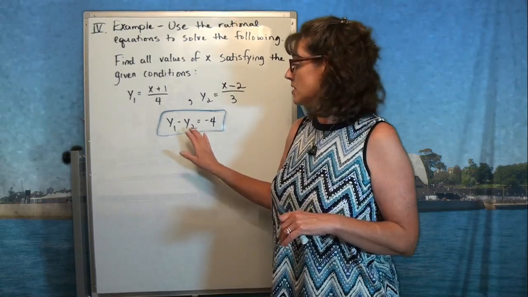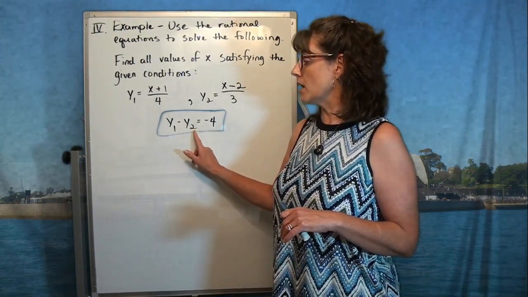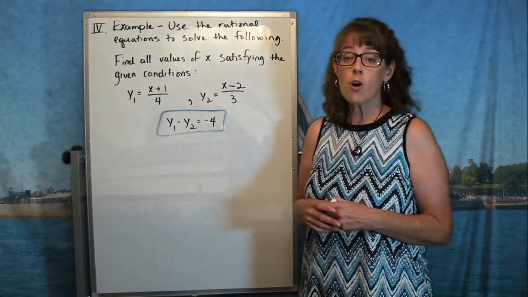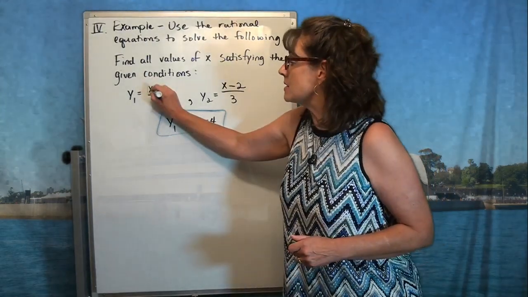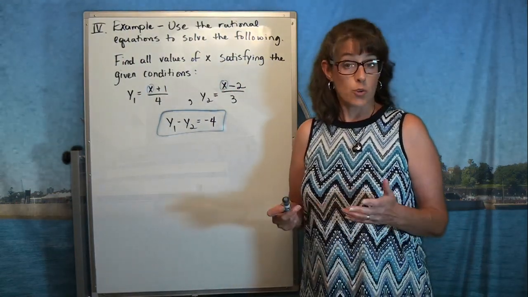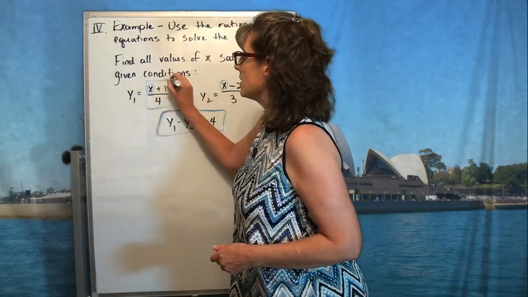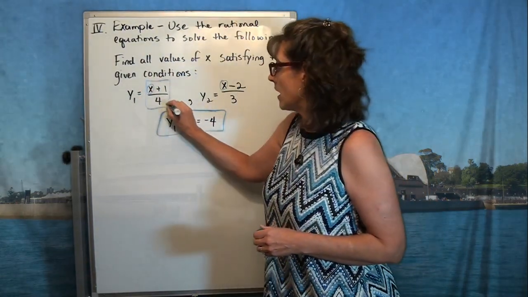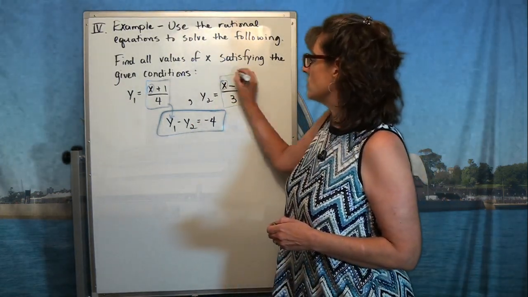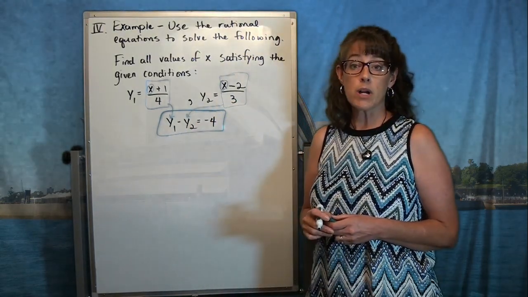But the idea here is this is the condition. I want to take the first y, I want to subtract the second y, and when I do, I want to get a negative 4 out of that. So how would we solve that and figure out what x needs to be in order to make that happen? You're right. If y sub 1 is all of this, then I should be able to take all of that and plug it in for y sub 1. If y sub 2 is all of this, I should be able to take all of that and plug it in for y sub 2.